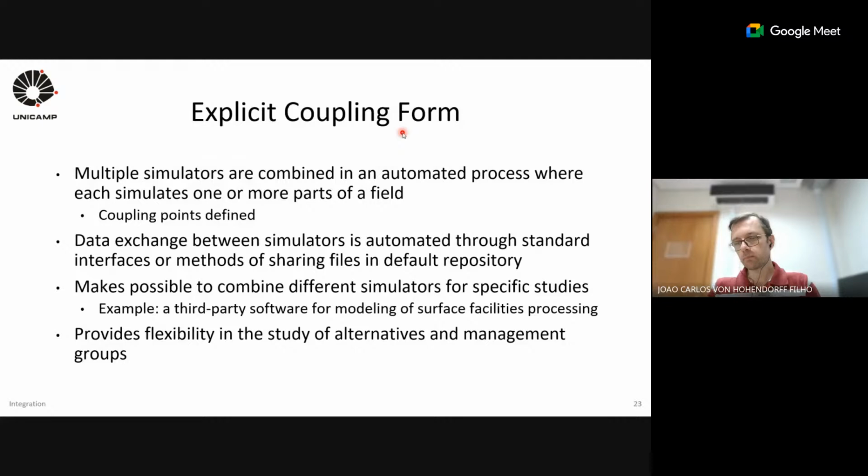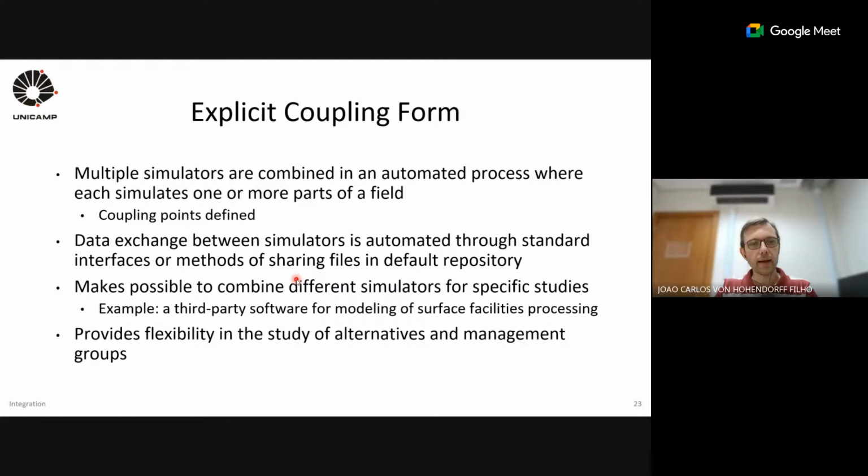One approach that can be used is the explicit coupling form, when multiple simulators are connected in an automated process, where each simulator represents one or more parts of a field. So I can have different simulators for different reservoirs, simulators specific for the topsides, simulators for the pipelines, and I can connect these simulators in one automated process. What is important here is the definition of the coupling point, defining where one simulator couples with another. The data exchange between the simulators is automated through standard interfaces or methods to share files in a default repository.